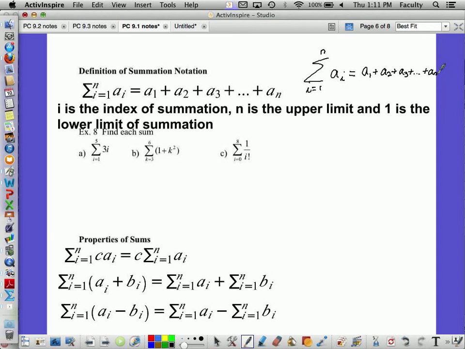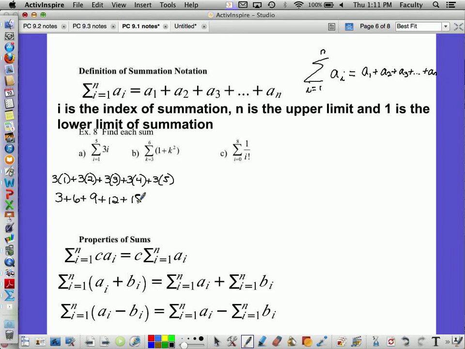In example 8, it says find each sum. So I have the sum, i runs from 1 to 5 of 3i. This means 3 times 1 plus 3 times 2 plus 3 times 3 plus 3 times 4 plus 3 times 5. See how easy that is? So that's 3 plus 6 plus 9 plus 12 plus 15.